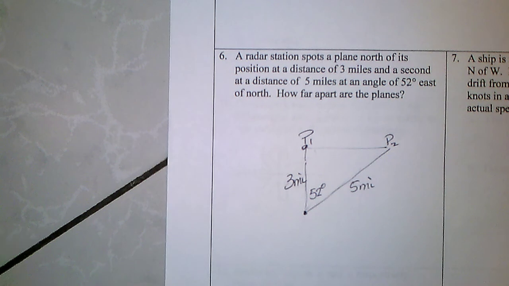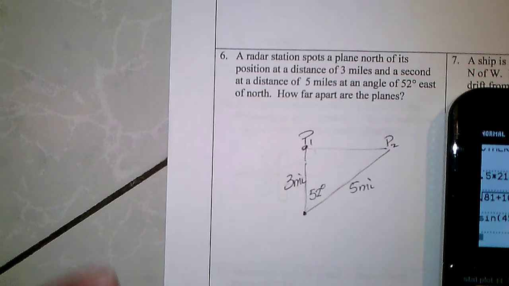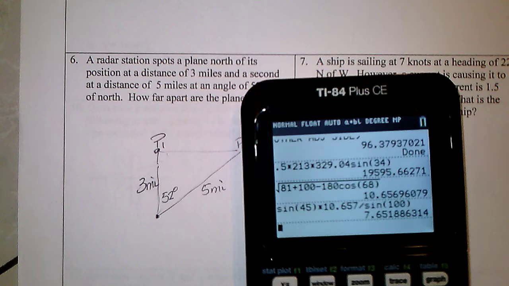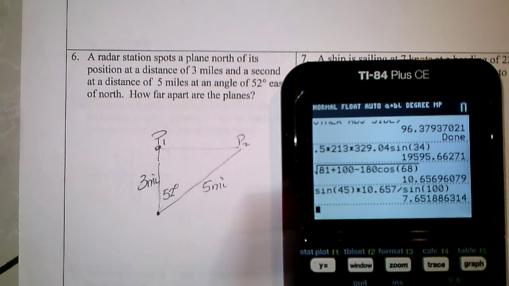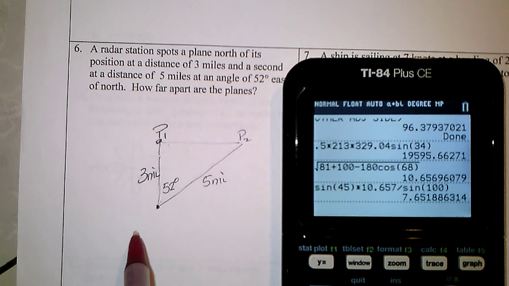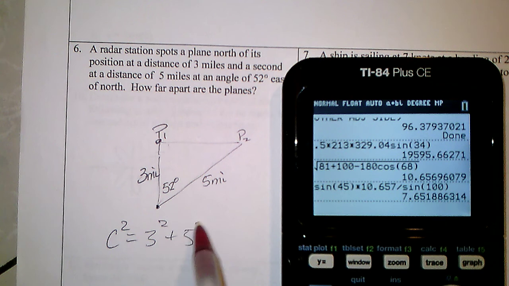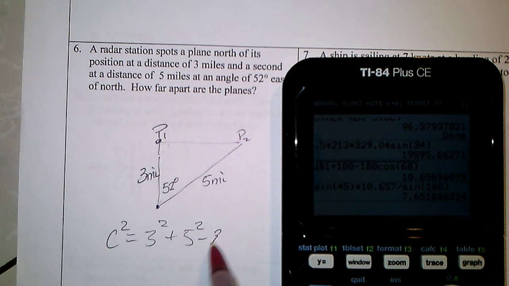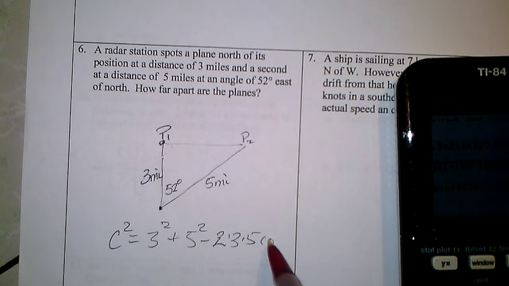Now we can't assume that's a right angle, so we can't say that's a 3, 4, 5. It might be close. So let's just find this by using the law of cosines. Find a side when we got side, angle, side. So we do c squared equals 3 squared plus 5 squared minus 2 times 3 times 5 times the cosine of the angle between them.